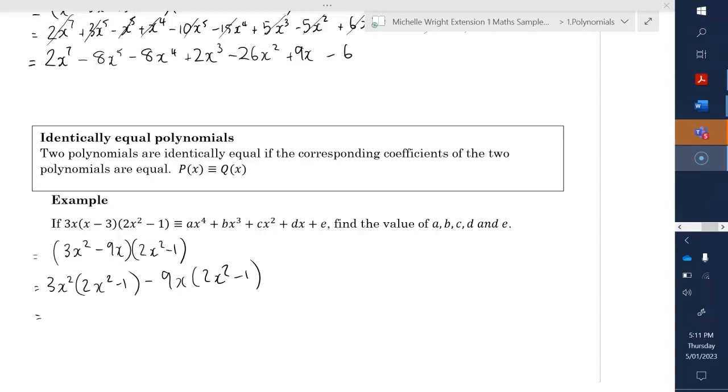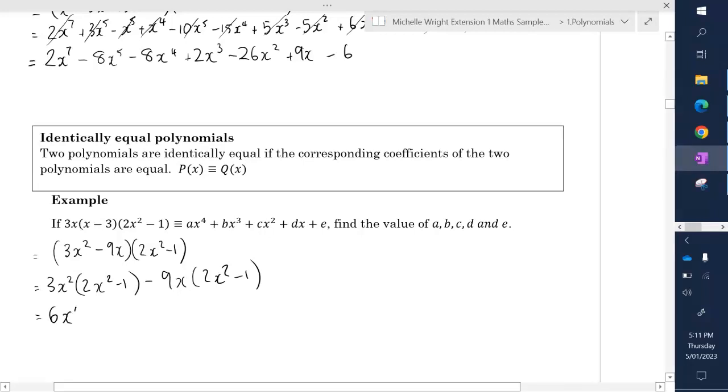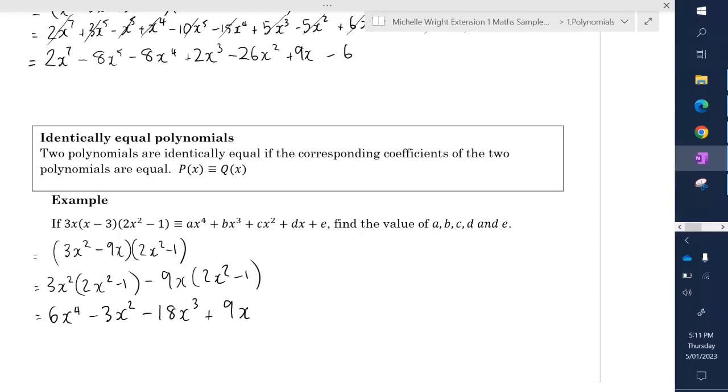So let's expand those two brackets. So I'm going to get 6x to the 4th minus 3x squared minus 18x cubed plus 9x. I'm just going to write those in order of descending powers. So I'm going to have 6x to the 4th minus 18x cubed minus 3x squared plus 9x.